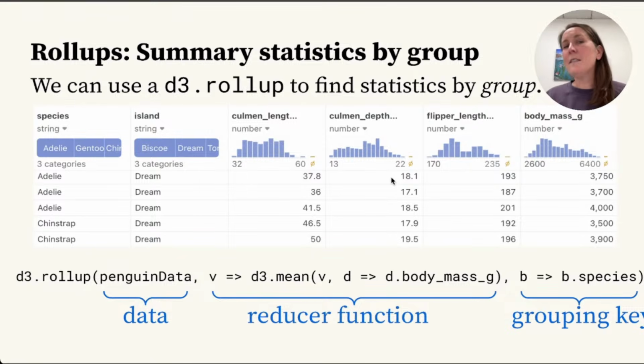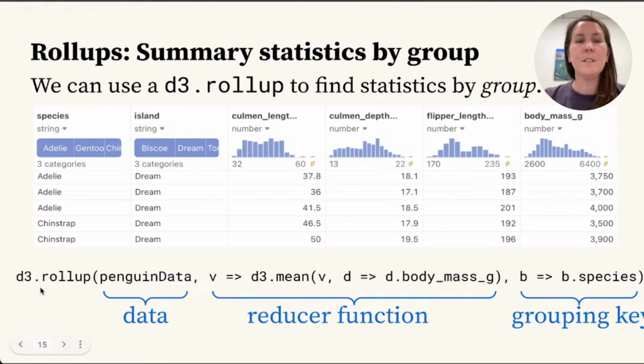Okay, but what's the general pattern to a rollup? A rollup is a way that you can reduce multiple values by group into a single summary statistic based on the key that you specify.